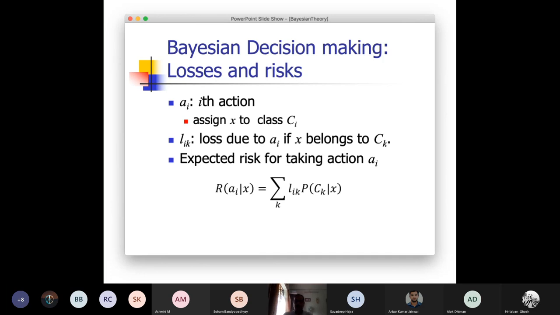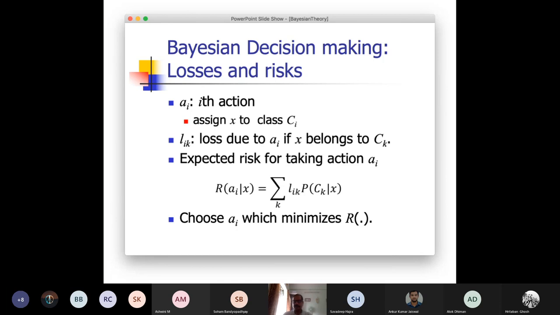For the ith action, the expected risk is that you consider the probability of x for its belongingness to Ck. That is the posterior probability of Ck given x, and then the corresponding loss Lik is considered. So it is a weighted average of Lik. As you understand, the sum of posterior probabilities given an input should be equal to 1. And since it is a probability-weighted quantity, we call it expected risk.